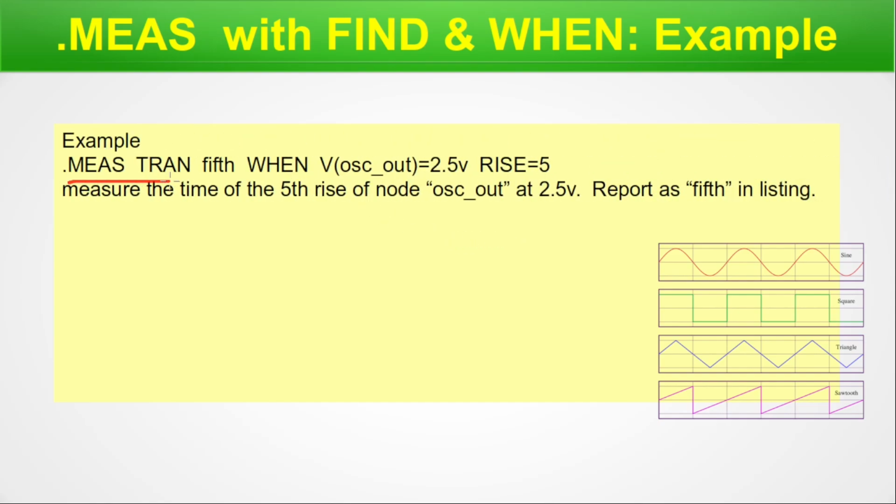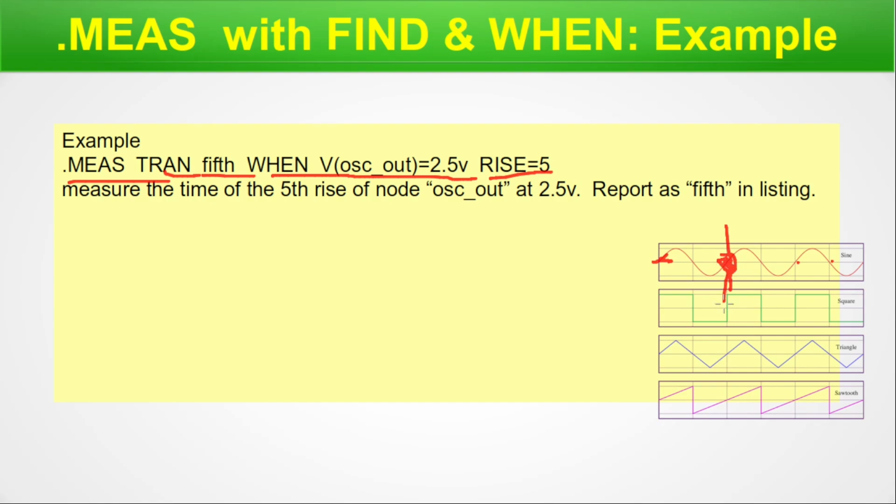Here again we will need the waveform, so we keep it. Example: dot measure tran fifth when this voltage value is equal to 2.5 at rise 5. So this is V oscillating output, and it is 2.5 at rise 5. So 1, 2, 3, 4, 5. It will go beyond our waveform, so we consider this is rise 5. So it will be 2.5.